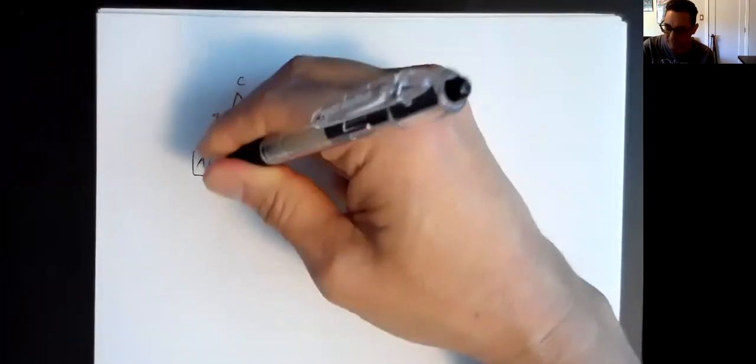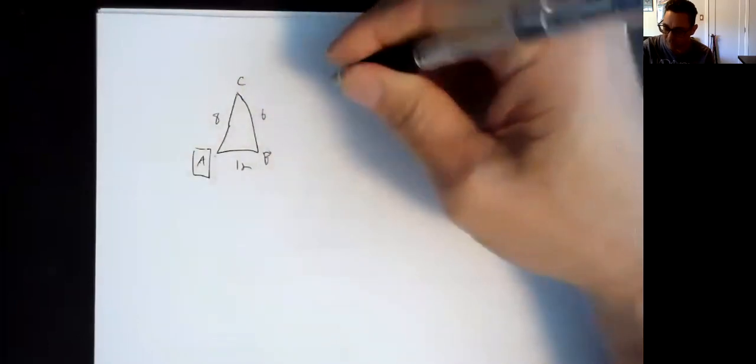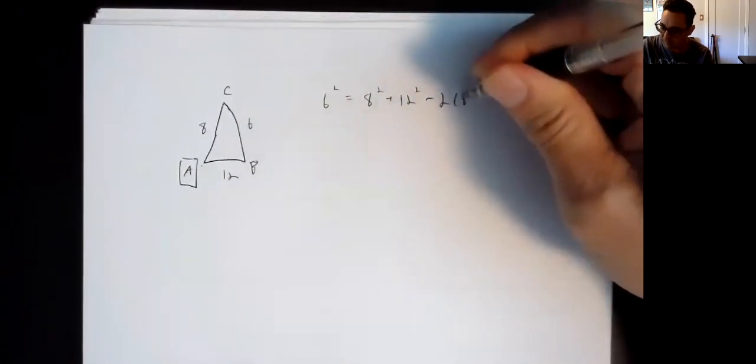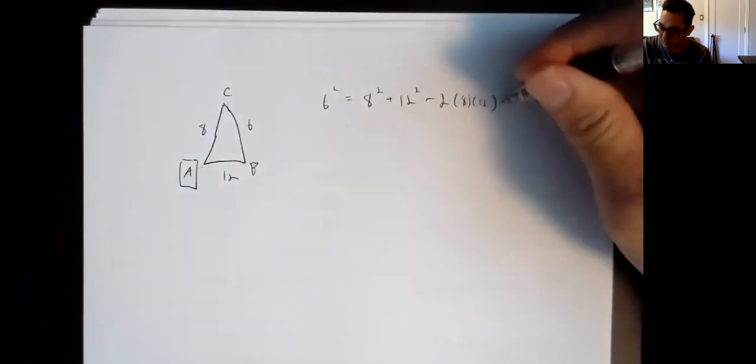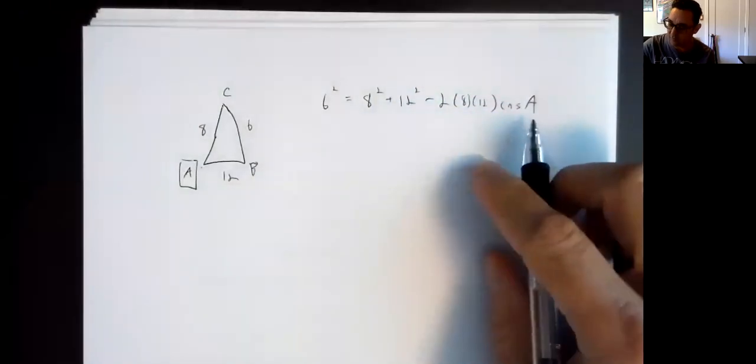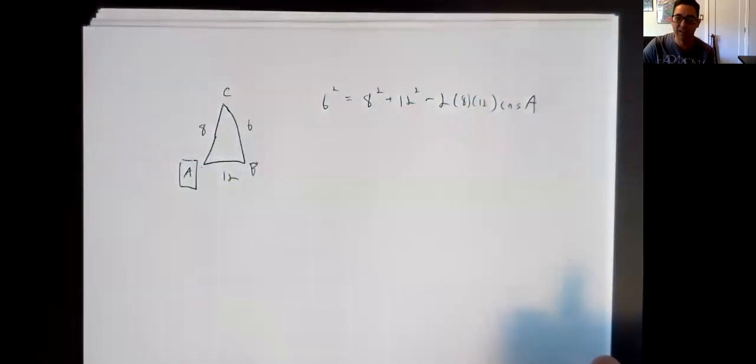The law of cosines says that the side, now since I don't know A, its partner is 6, so 6 squared equals the other two sides, 8 squared plus 12 squared, minus 2 times 8 and 12, times the cosine of A, which is the one I don't know. I know all the numbers except that one. Now this is going to be a little more unpleasant.